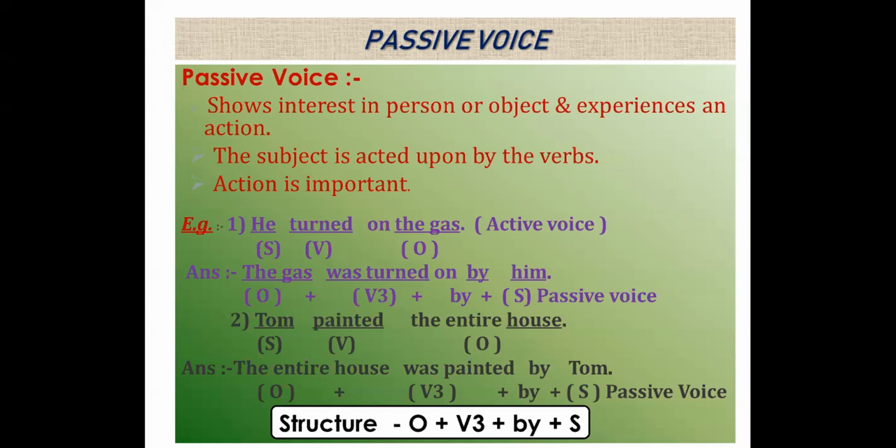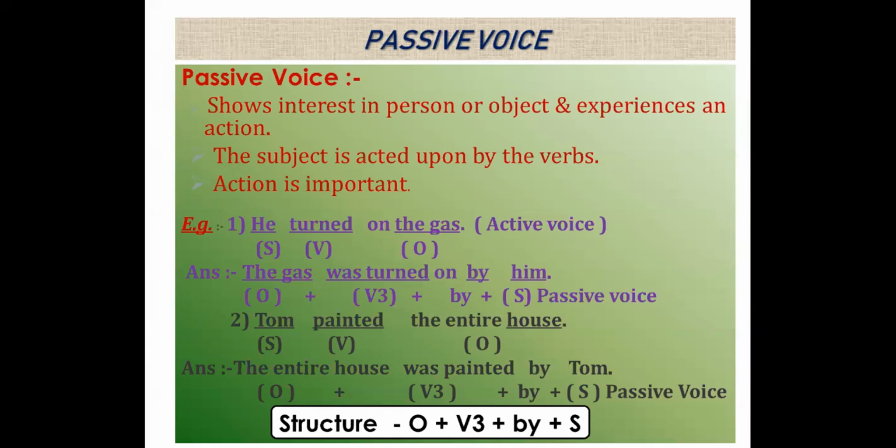And what is the structure of passive voice? Object plus V3. V3 means the third form of verb, plus by preposition, plus S, which means subject. So the structure of passive voice is O plus V3 plus by plus S. So this is the example of passive voice, and this is the structure of passive voice.